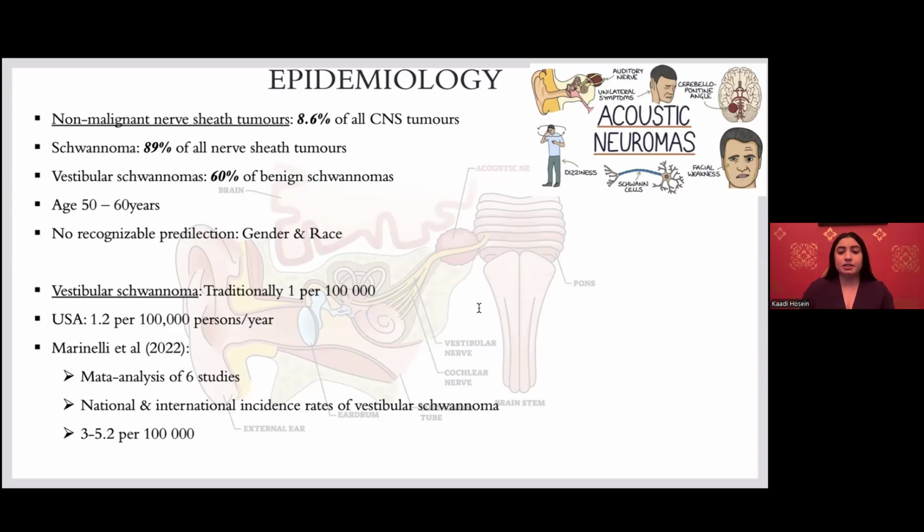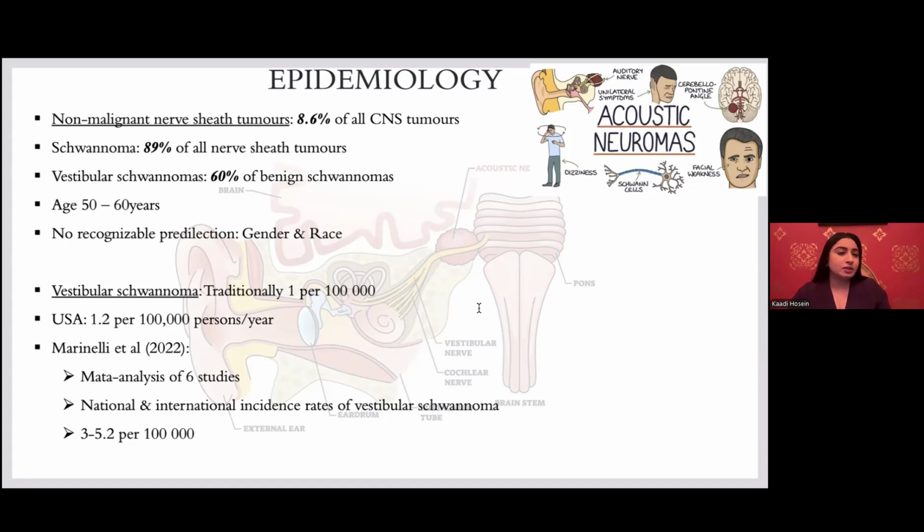Traditionally, the estimated incidence of vestibular schwannomas was 1 per 100,000 persons. However, with the increasing usage of MRI technology, there's been an increase in the number of incidentally found vestibular schwannomas, with the incidence in the USA being 1.2 cases per 100,000.